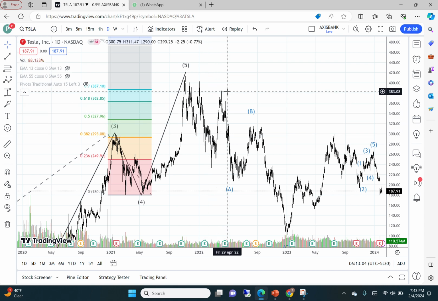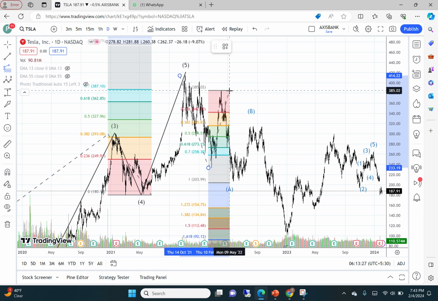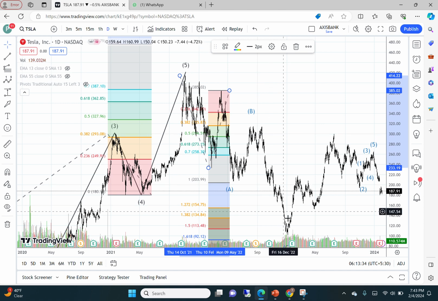Anybody who was holding it till this point had a good opportunity to get out of here. Based on this scenario, if we are looking at the correction, it was telling me based on the valuation over here, this was my A, this one was my B. This one was 1.618 earlier. So yes, there were some clues given earlier.